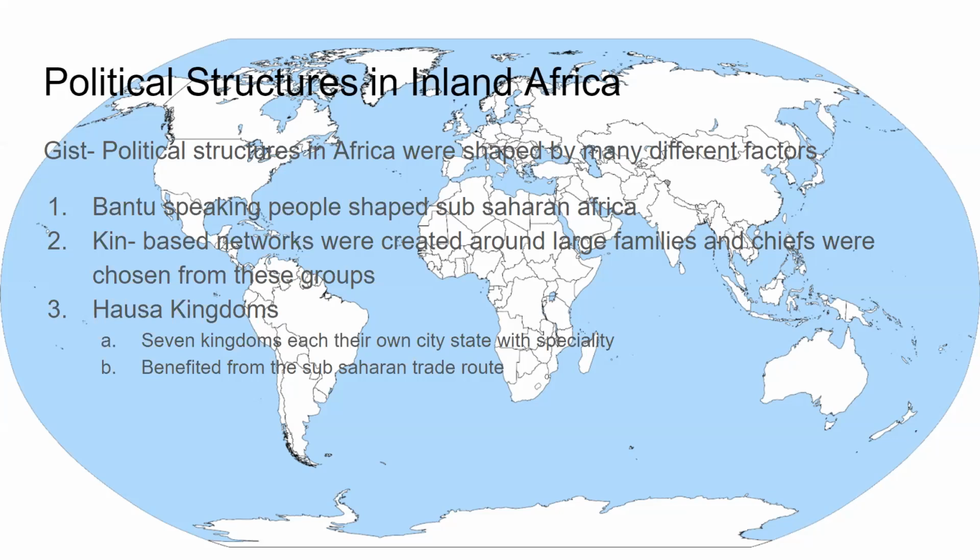The first of these areas of kin-based networks is called the Hausa Kingdom, right? And the Hausa Kingdom was actually technically seven different kingdoms, each their own city-state with one specialty. The textbook points out cotton was one thing that one of the kingdoms did very well. And so then they traded with each other. Soon they're going to war with each other, and that's going to weaken each of them and give way to other things which are coming up. They benefited from the sub-Saharan trade route, the desert routes that were created by the people above them. All right, so the Hausa kingdoms are going to be influenced by Muslims, definitely. Okay, and they're going to make trade connections to those Muslim states.